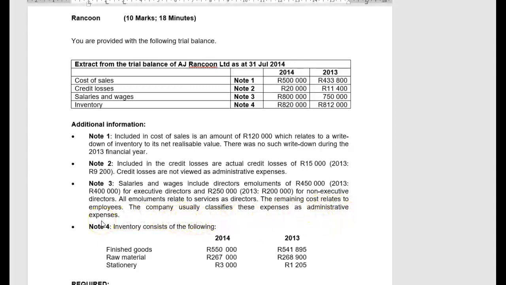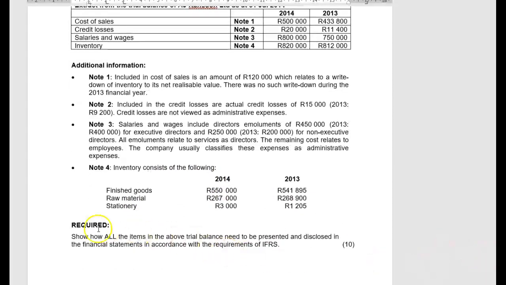Now, clear out of the question as well, you can see that we have to use the function of expenses method in order to show our expenses on the face of the statement of profit or loss and other comprehensive income. That's the reason why they explained to you that one is not admin, and then these expenses, that is admin expenses. And then inventory consists of the following: finished goods, raw material, and stationery.